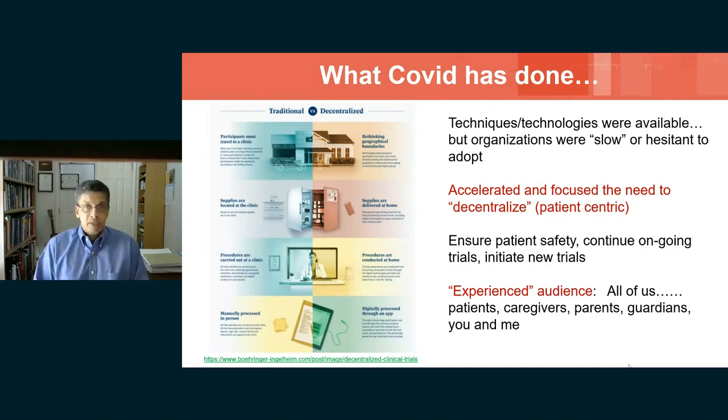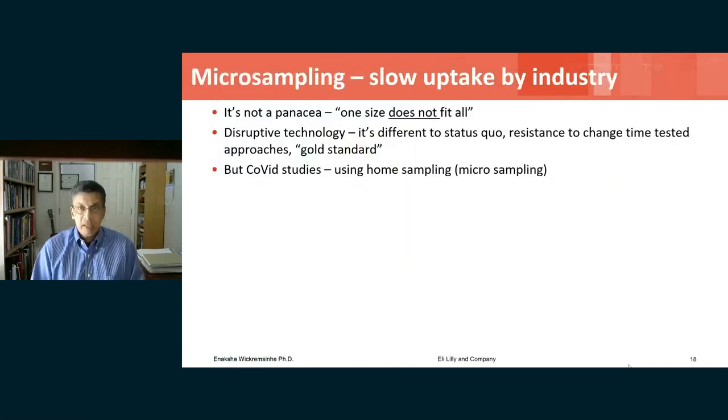So what did COVID do in the midst of all of this, right? I think COVID played a huge impact, and the takeaway is that it accelerated and focused the need to decentralize and move towards patient centricity, because now we have an experienced audience, right? You, me, all of us. We are used to doing things at home. We are used to doing COVID testing at home. We are used to maybe even collecting a blood sample at home. People who may have been on certain COVID-related trials did collect blood samples at home using some sort of microsampling device, right?